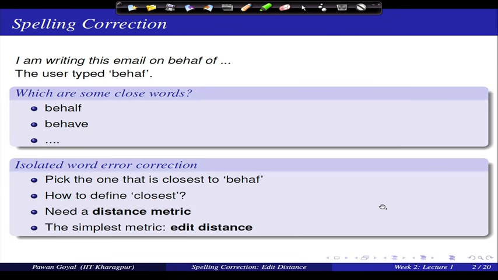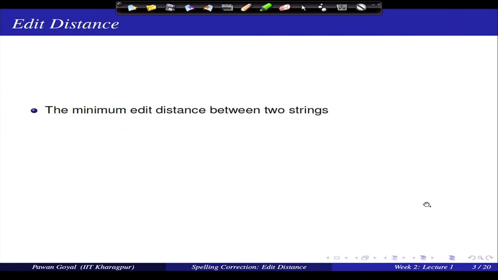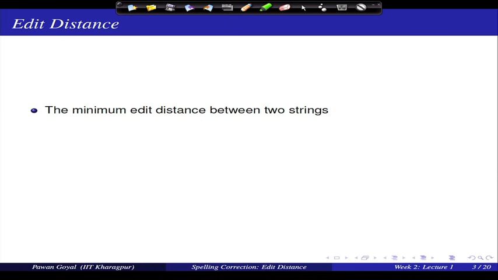So we will start with a metric called edit distance, and this is one of the simplest metrics that we can think of in this case. Now what is edit distance? What is my problem? I am given two strings. In general, I am given two strings, one that is incorrect and another that might be correct, and I have to find out the minimum distance between these two strings. That's what I want to define by my concept of edit distance.